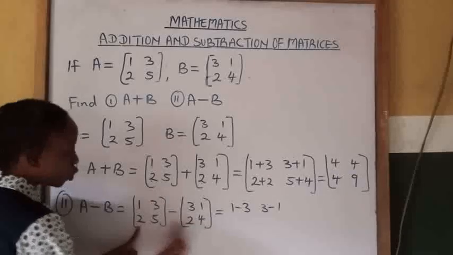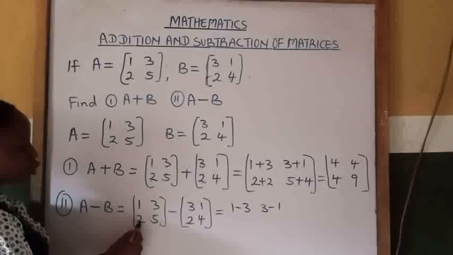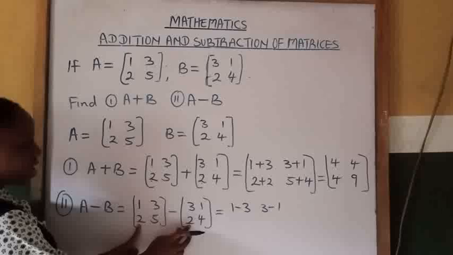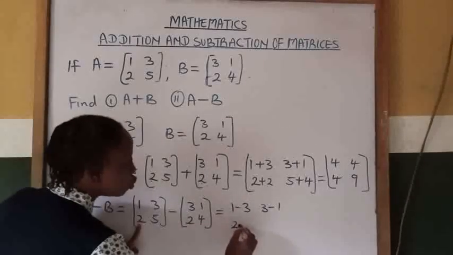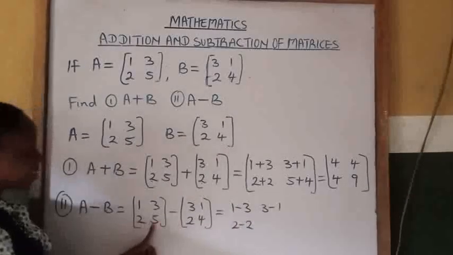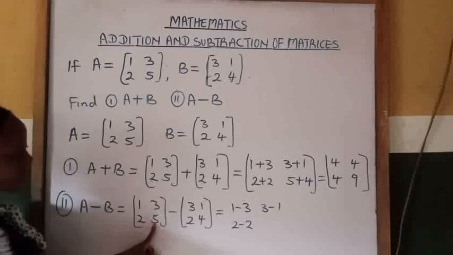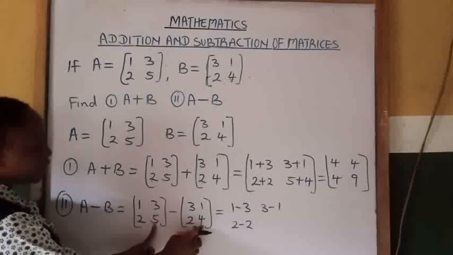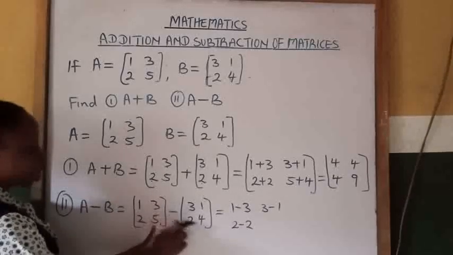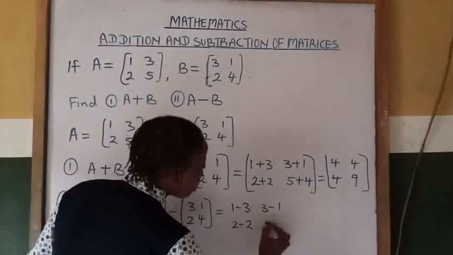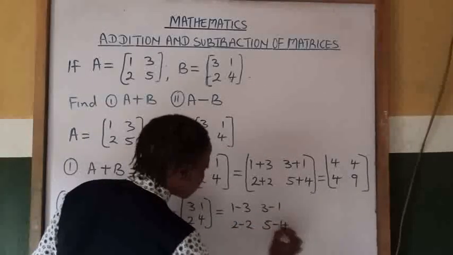This is the second row. The first element here is 2, and the first element here is 2. That will be 2 minus 2. Then the second element here is 5, and the second element here is 4. That will be 5 minus 4.